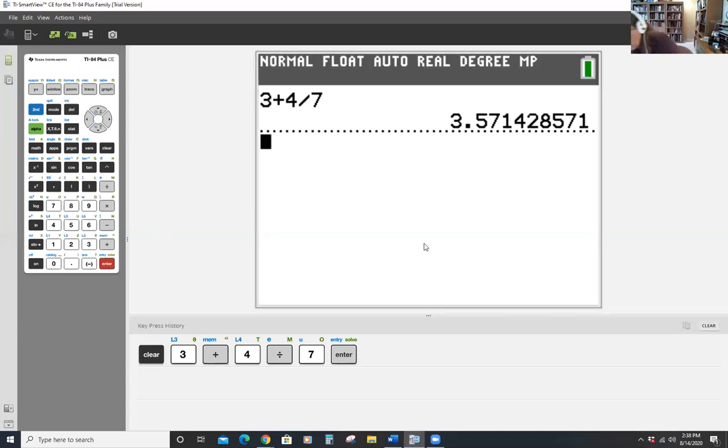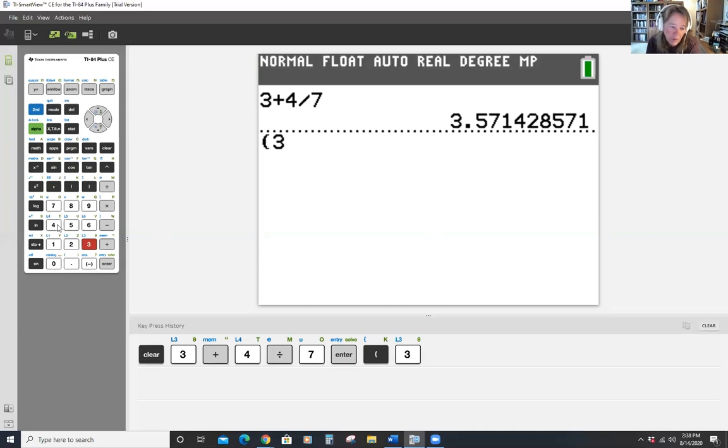So here's what you would have to do. There's a couple different ways you can handle this. If it's an easy problem, we know we need the 3 and the 4 being added together, so we can just use parentheses for that. I want you guys to go ahead and type it in with the parentheses.